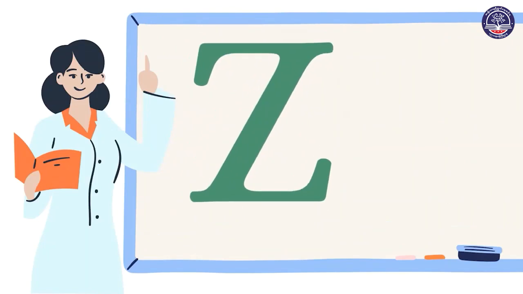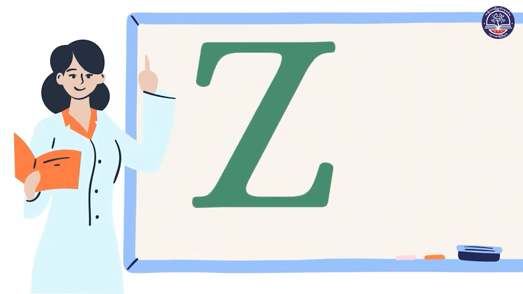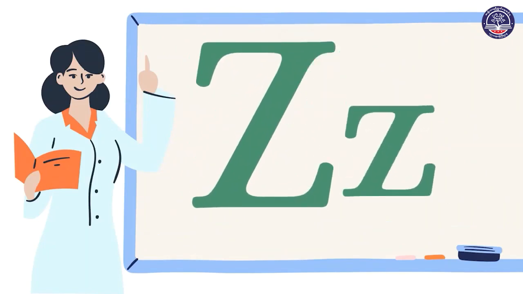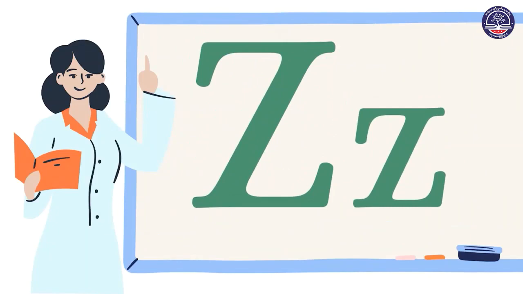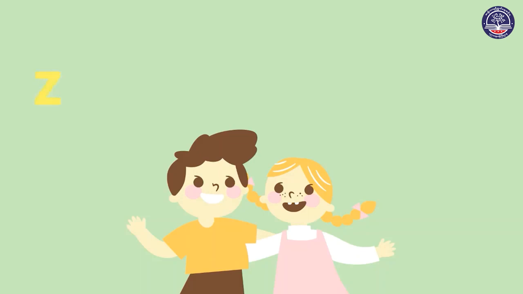This is the capital Z. This is the lowercase z. You know how the Z looks. Now let's make the letter Z sound. Now listen carefully. Z, z, z, z. Now let's say it together. Z, z, z, z.